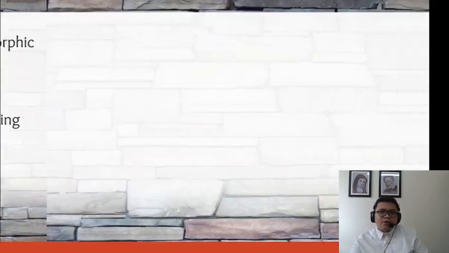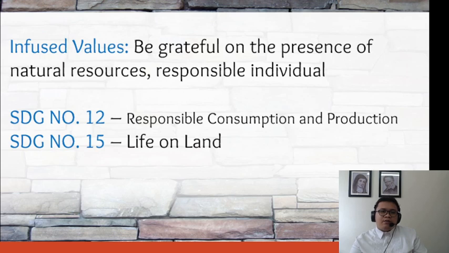First is, what is a rock? One of the things that we will be integrating as our infused values will be being grateful for the presence of natural resources and being a responsible individual. And we also integrate in this lesson the UN SDGs number 12 and number 15, which are responsible consumption and production and life on land.